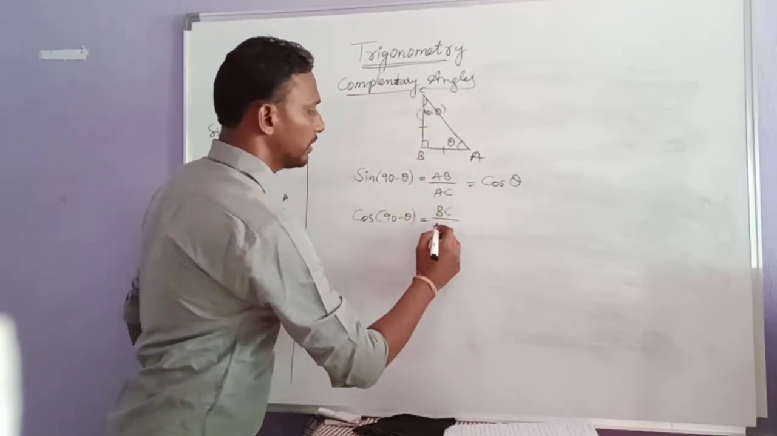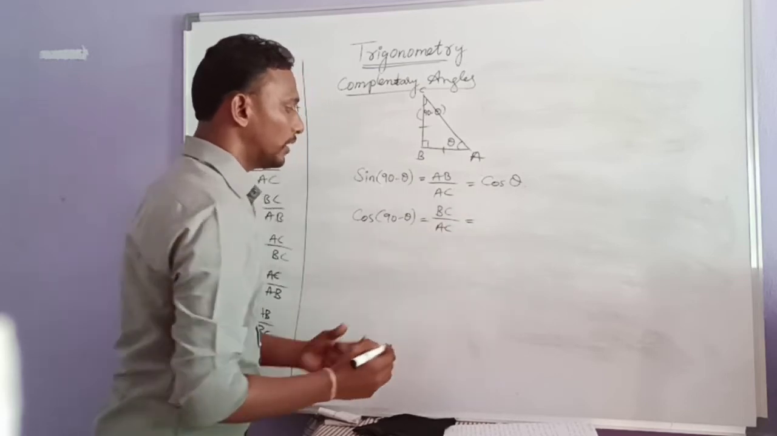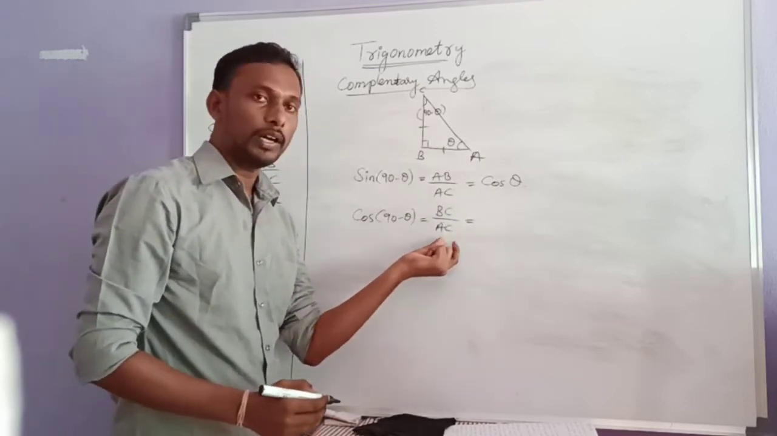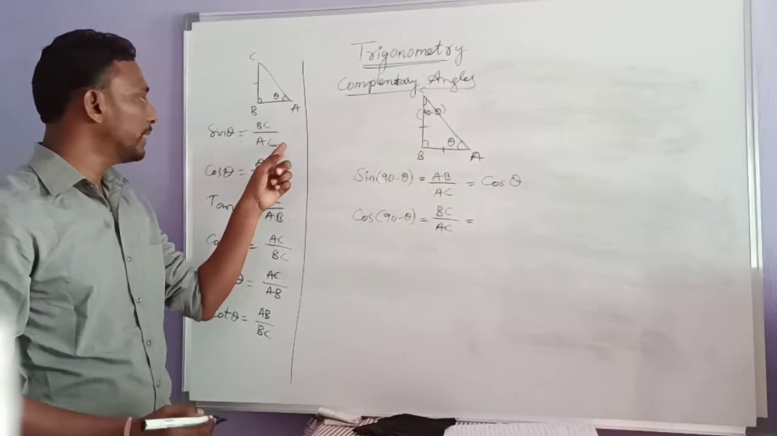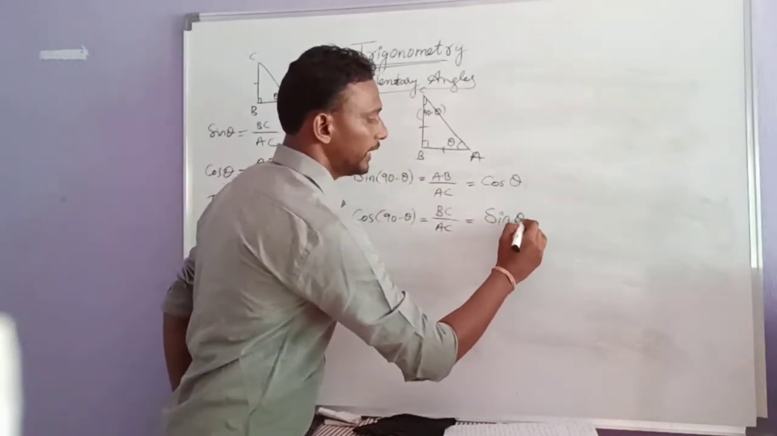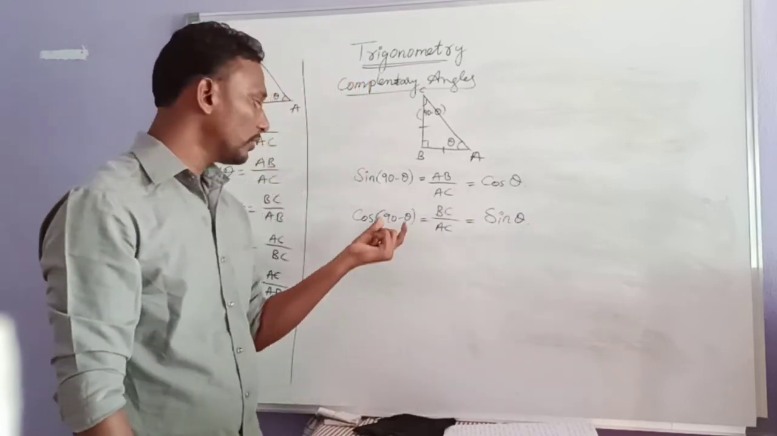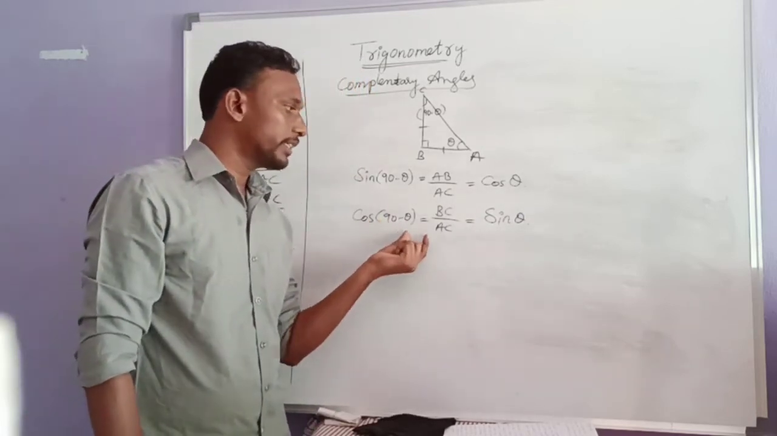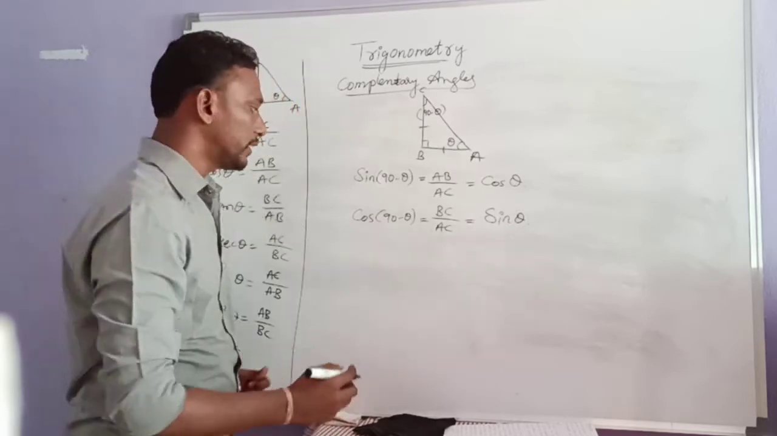So hypotenuse is AC only. Now observe this BC by AC. What is there in this? BC by AC is nothing but sin theta. So cos 90 minus theta will be sin theta.